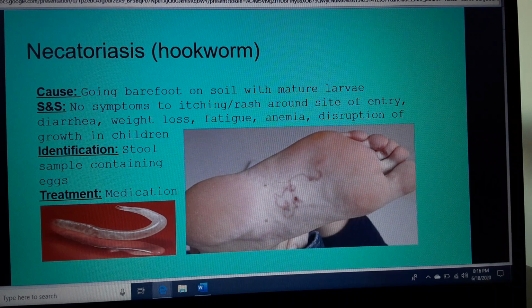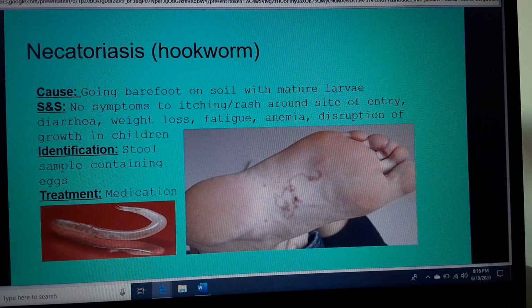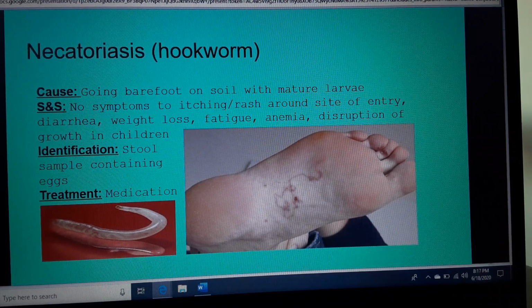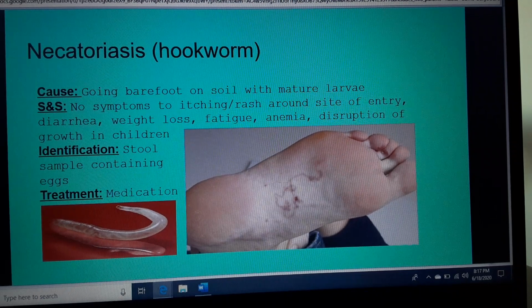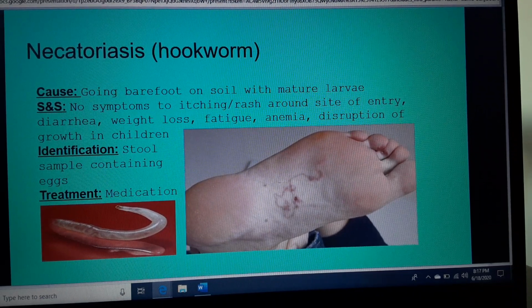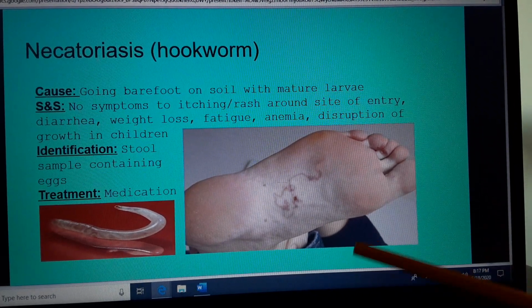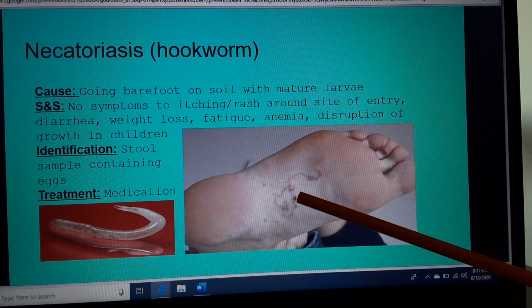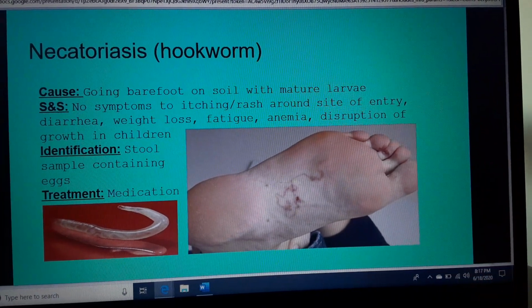Necatoriasis is particularly unsettling if you like to go barefoot. This worm can quite literally hook to the bottom of your foot and burrow its way to the inside of it. Now, being that we are in a developed country, we don't have to be too terribly concerned. It primarily occurs in countries with poor sanitation, where stool may be left on the ground. And in this picture, we can see that little worm stuck in the bottom of that person's foot.